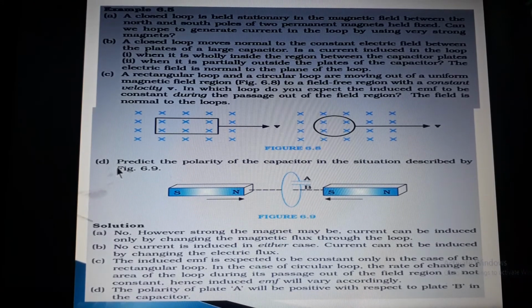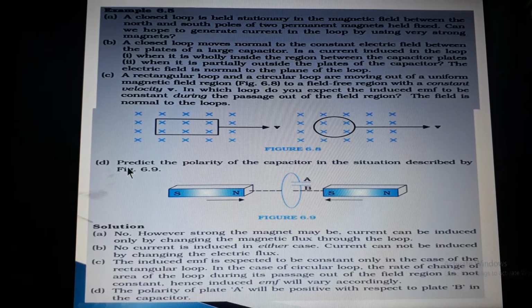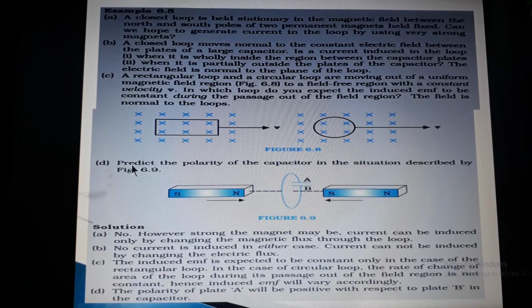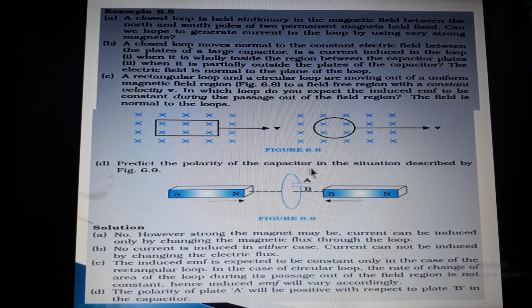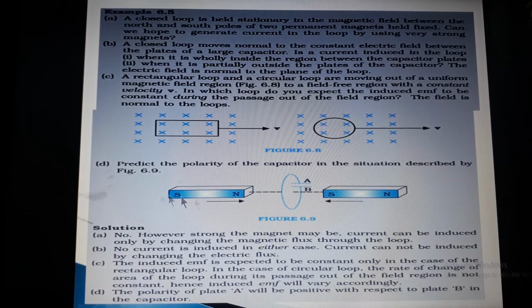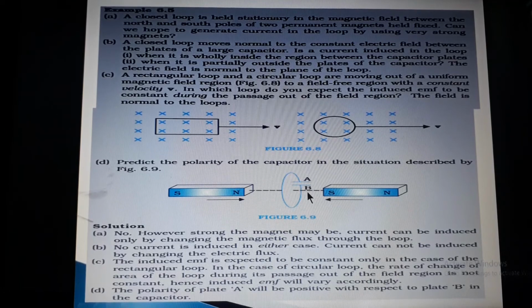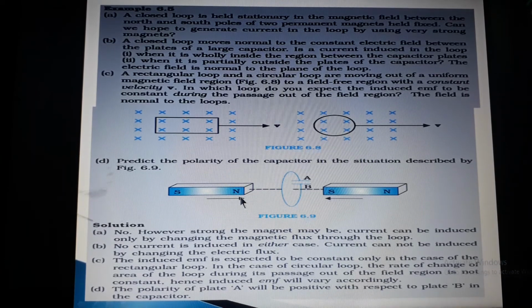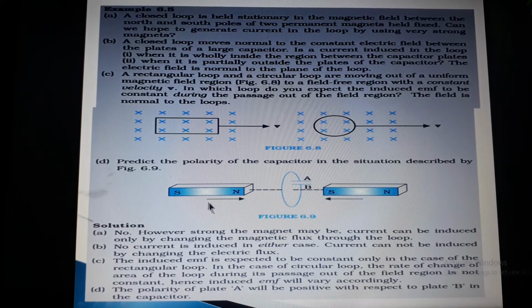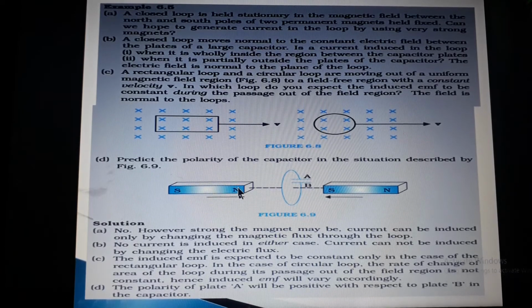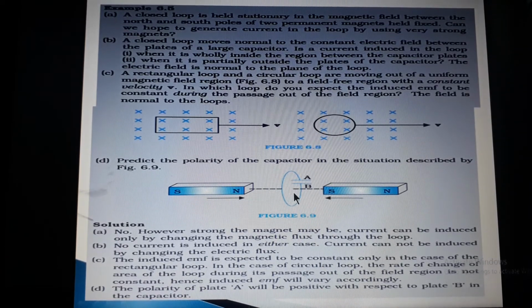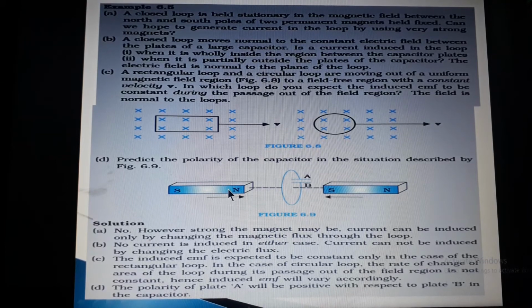Then the D part. Predict the polarity of the capacitor in the situation. Just see this figure, and you have to find out the polarity at A and B. So how can you find out? When the north pole of the bar magnet is moving towards this coil, this one is moving towards this coil.